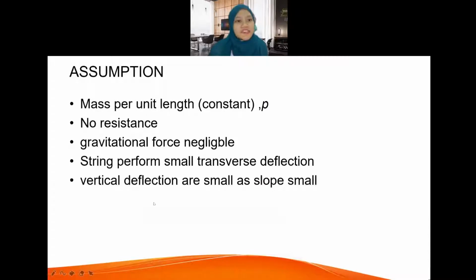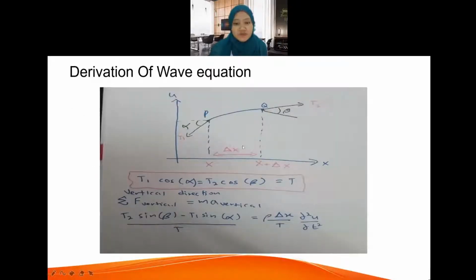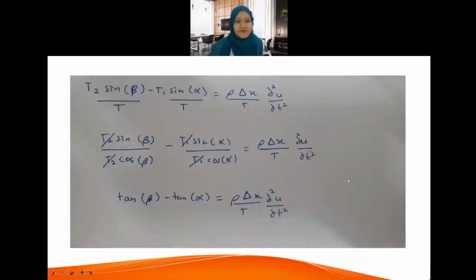We have to make several assumptions such as mass per unit length, no resistance, gravitational force negligible, the string performs small transverse deflection, and vertical deflections are small as slopes are small. Here, as the slopes are small, we can just assume T1 cos alpha equal to T2 cos beta equal to T. For the vertical direction, we can use the formula of force, F equal to ma, where F is T2 sin beta minus T1 sin alpha. Ma here, we can use density times delta x times del squared u over del t squared.